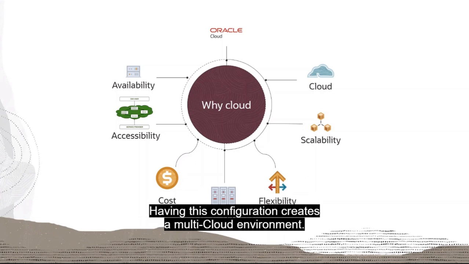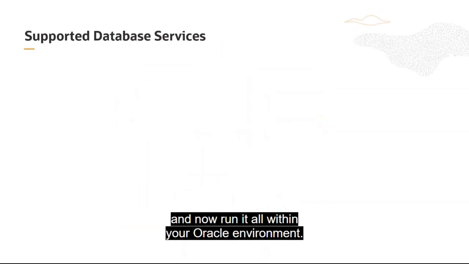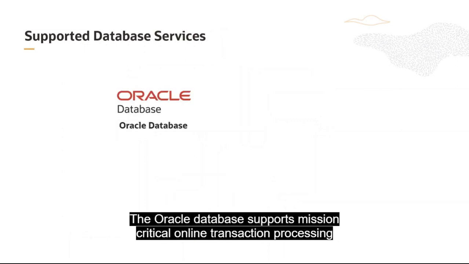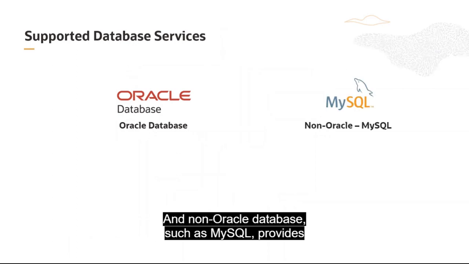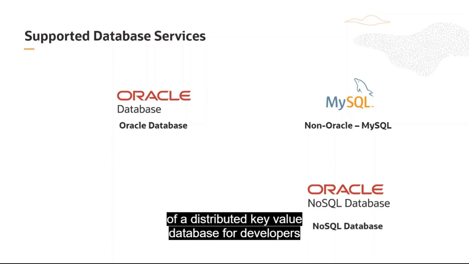Having this configuration creates a multi-cloud environment. You can then take advantage of all the cloud service providers that you have and now run it all within your Oracle environment. So let's take a look at the supported types of database services. The Oracle database supports mission-critical online transaction processing applications as well as intense analytical processing. A non-Oracle database such as MySQL provides an open-source relational database management system. A NoSQL database provides you a fully managed database service of a distributed key value database for developers who want to focus on application development.